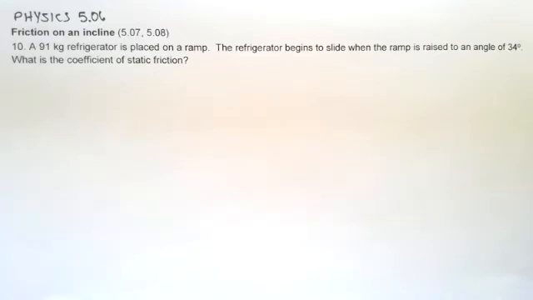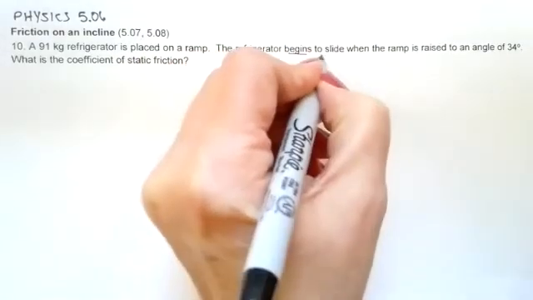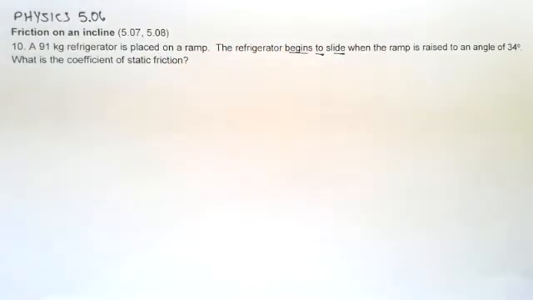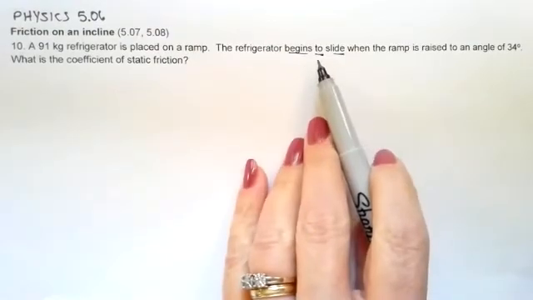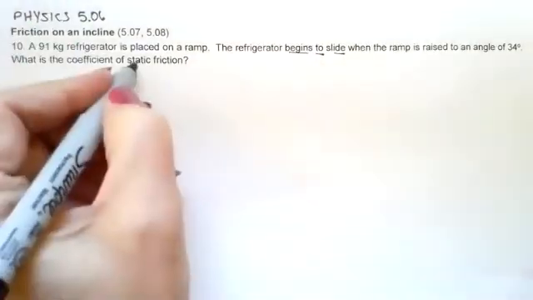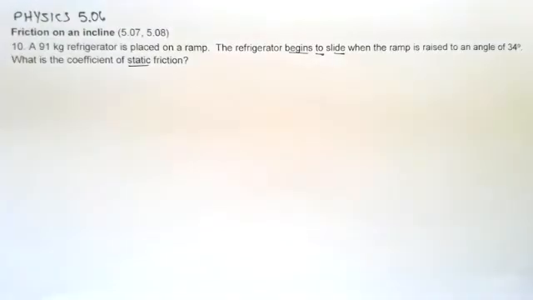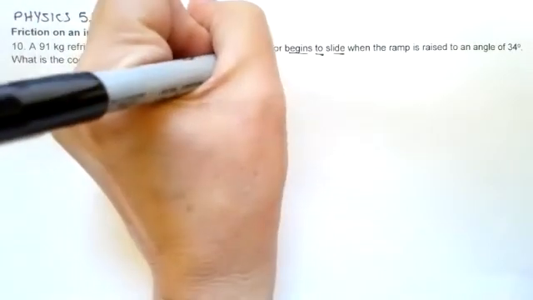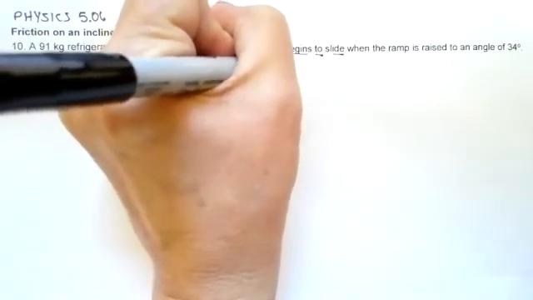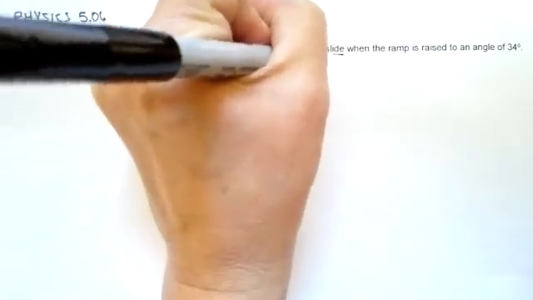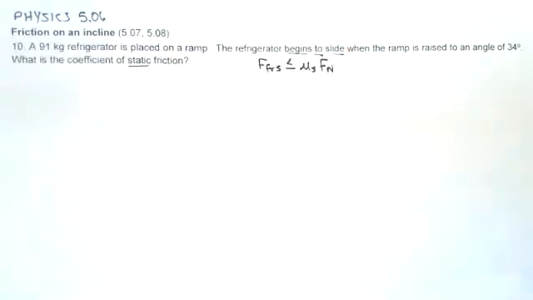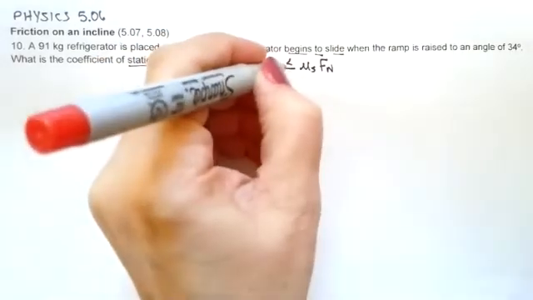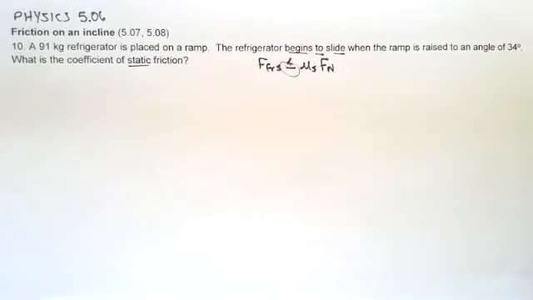We pulled all of that out of the problem because it says begins to slide. That has some implications for us, coupled with the fact that we're looking for static friction. So remember, when we begin to slide, we know that static friction is at its maximum. If we're at the moment where we're just beginning to slide, the two are equal.